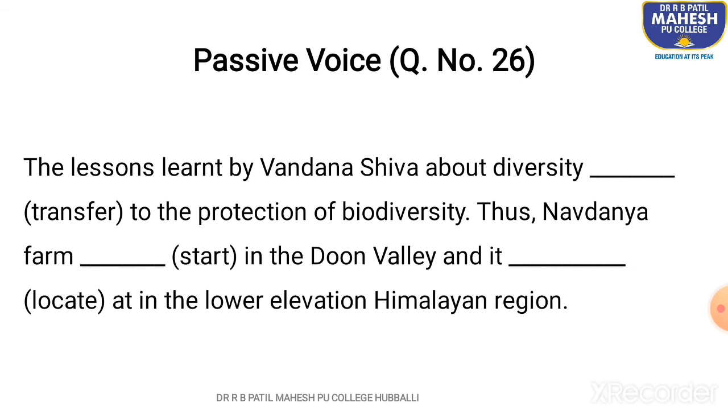Alright. The lessons learned by Vandana Shiva about diversity (transfer) to the protection of biodiversity. Thus Navdanya farm (start) in the Doon Valley and it (locate) in the lower elevation Himalayan region.